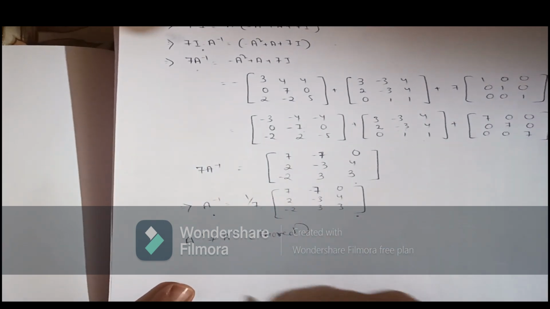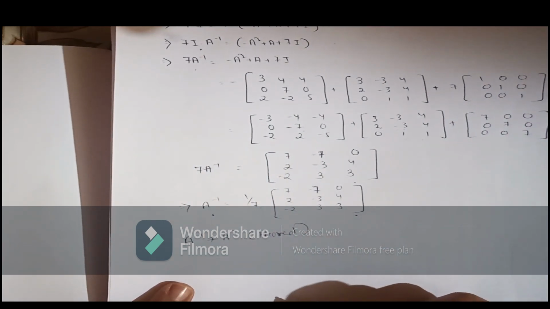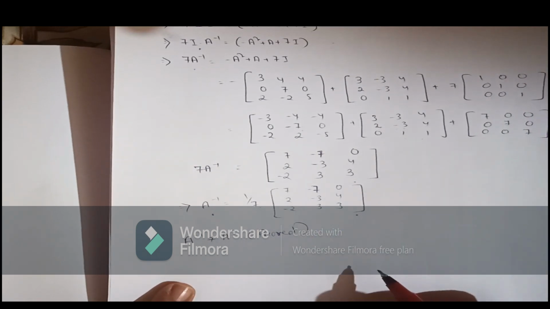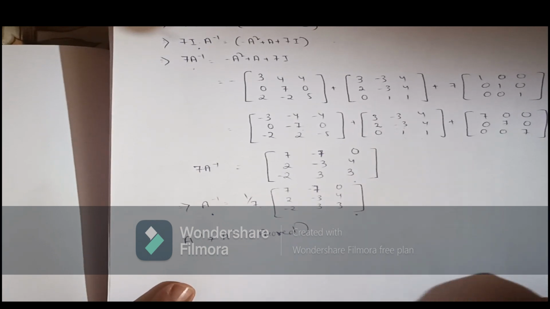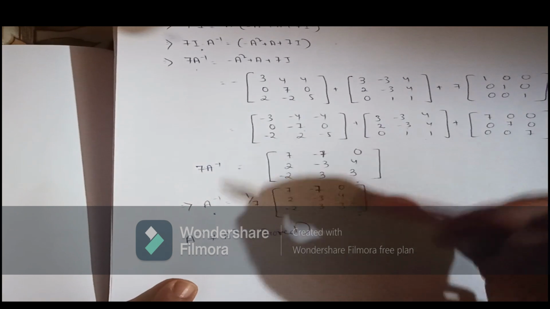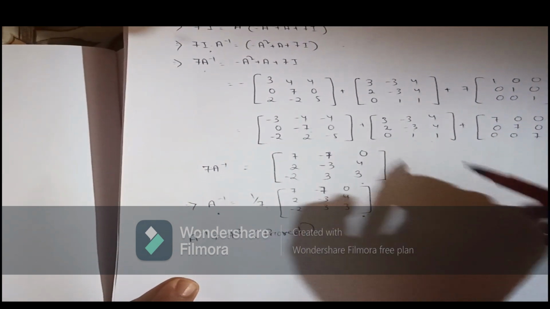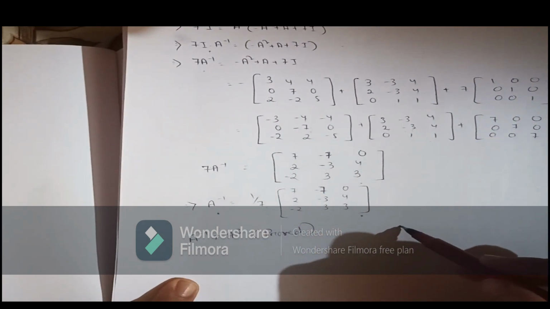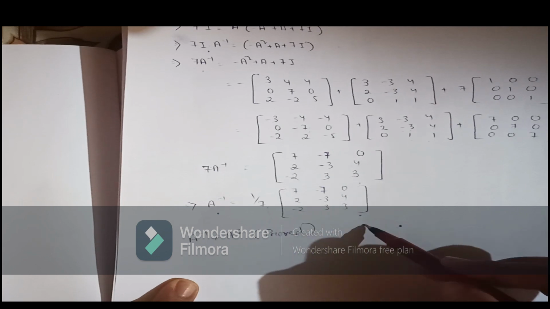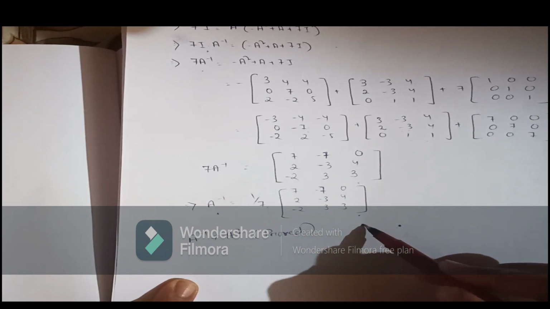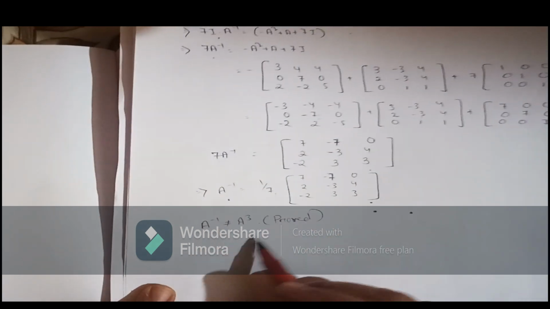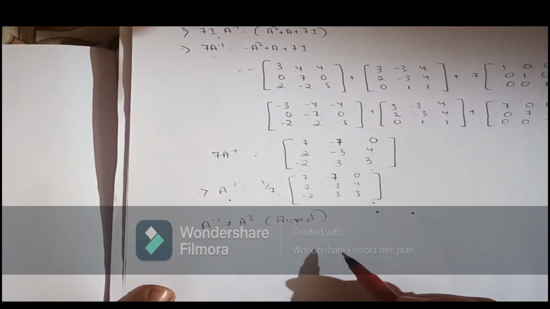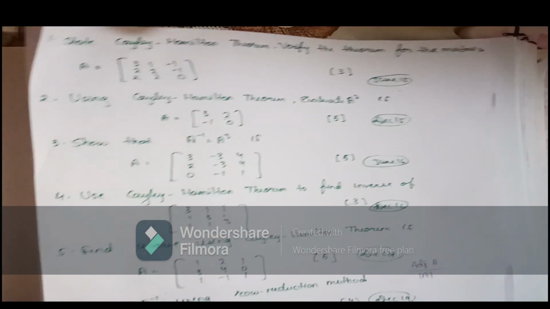If I want to find out the A inverse using the adjoint method, then the characteristic equation is not required. Also, there is another option, the row reduction method, to find out the inverse. We will discuss it when we proceed further. So this is how I found out using the Cayley-Hamilton method. If you are finding the inverse using the adjoint method also, you will get the same. Now A inverse is not equal to A to the power 3. So this is verified. Now question number 4.